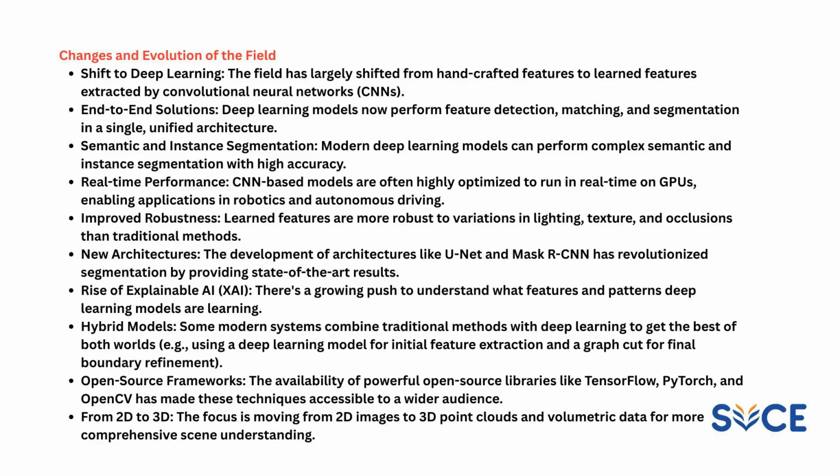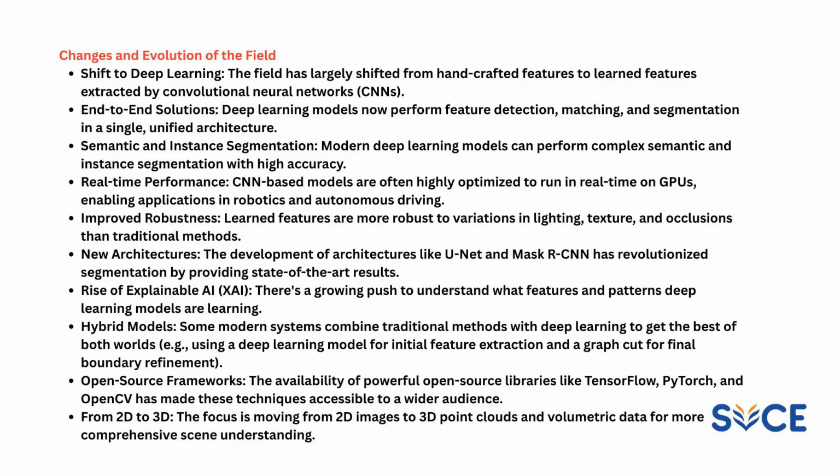Improved robustness: because CNNs learn features from a huge variety of data, they are far more robust to variations in lighting, textures, and occlusions than the traditional methods. A learned model is less likely to be fooled by shadows or noisy images.